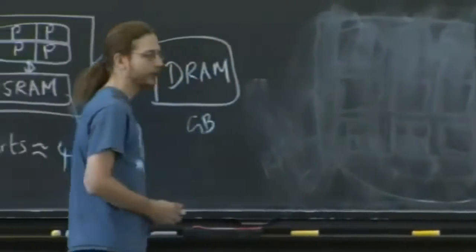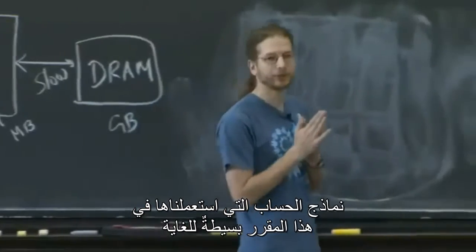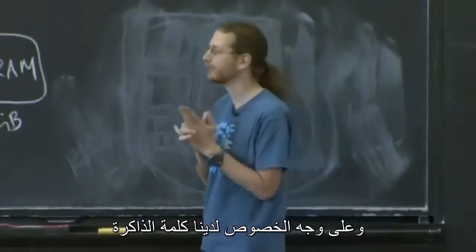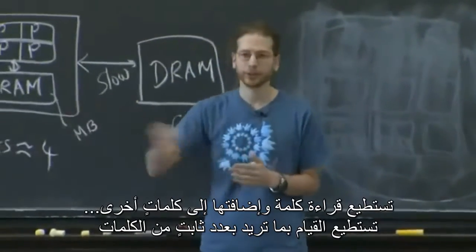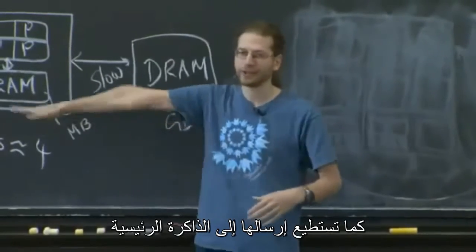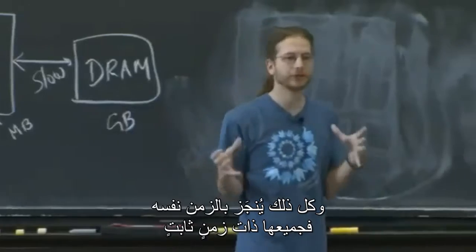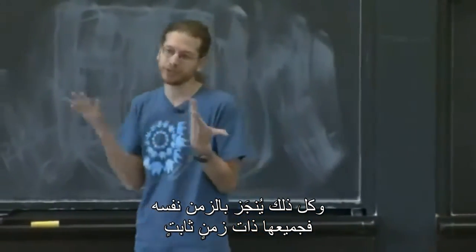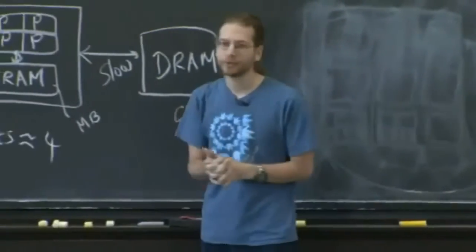So the models of computation we've used in this class are pretty simple. We have, in particular, the word RAM. You can read a word. You can add 2 words, do whatever you want with a constant number of words, and send them out to main memory. Everything takes the same amount of time. I mean, it's all constant anyway, so who cares?